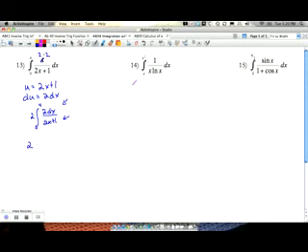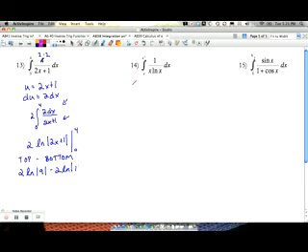Now I have the derivative on top, the original on bottom. That means it's going to be 2 times the natural log of the absolute value of 2x plus 1. We're going to evaluate that from 0 to 4. So we're going to do the top minus the bottom. That means I'll have 2 times the natural log of, when I plug in the 4, the absolute value of 2 times 4 plus 1, which is 9. Minus 2 times the natural log of the absolute value of 2 times 0 plus 1, which is 1.